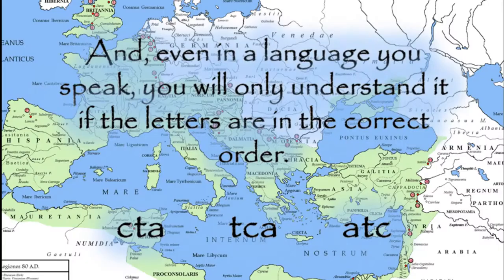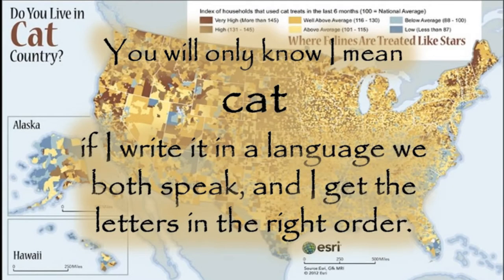Now I'm going to write it in English. Here we go. C-T-A, T-C-A, A-T-C. Wait, those aren't words. So even if I write it in a language we all understand, but I don't put it in the right order, I still haven't communicated. And that's a key thing, because order in these things matters, just like it does with writing the very simple word cat.